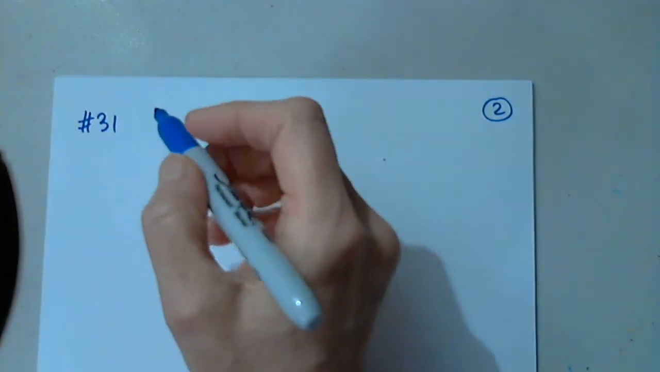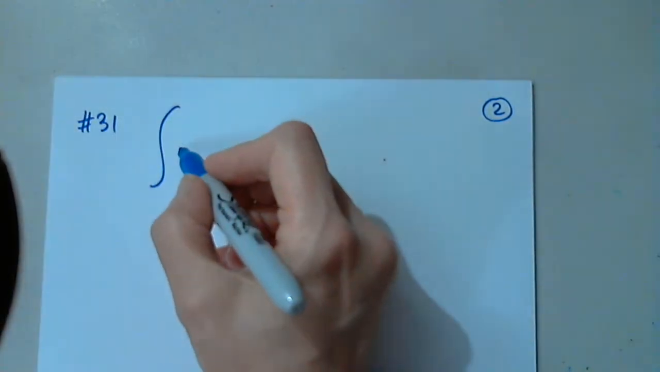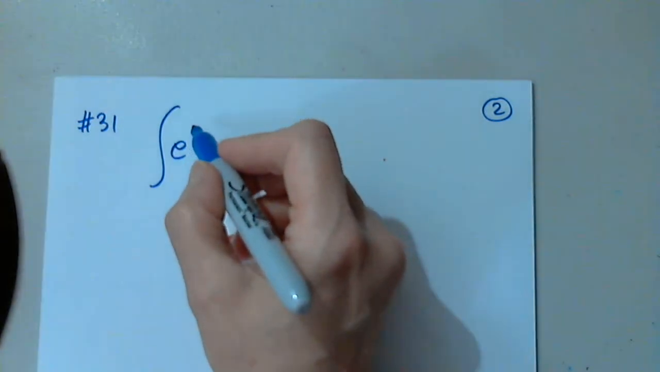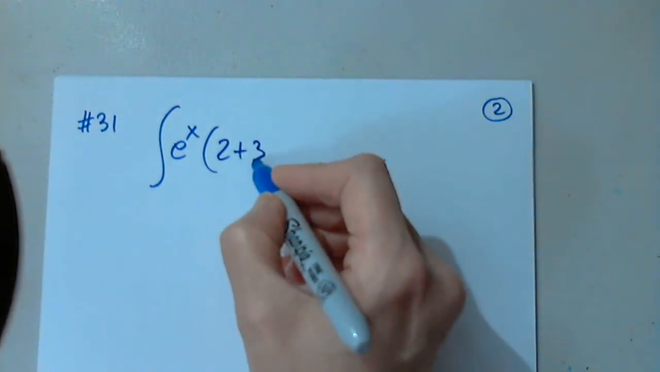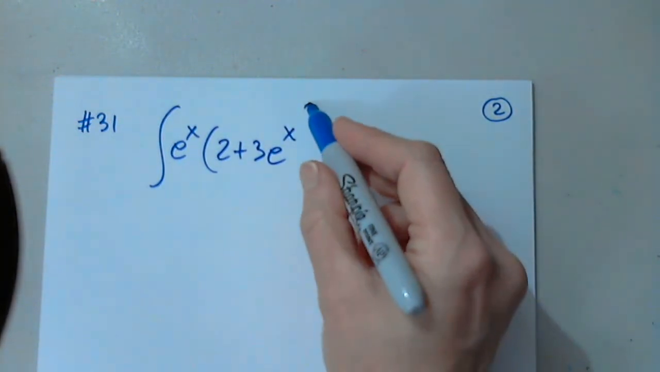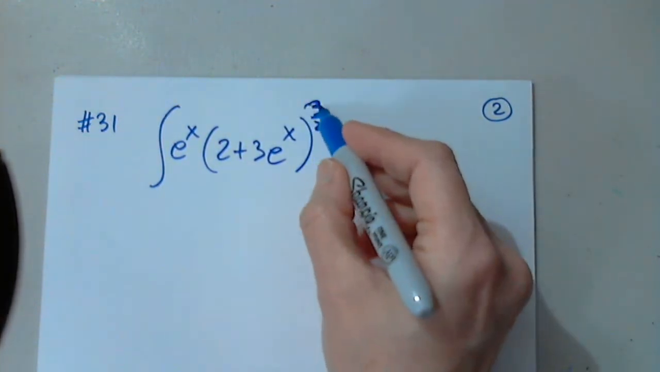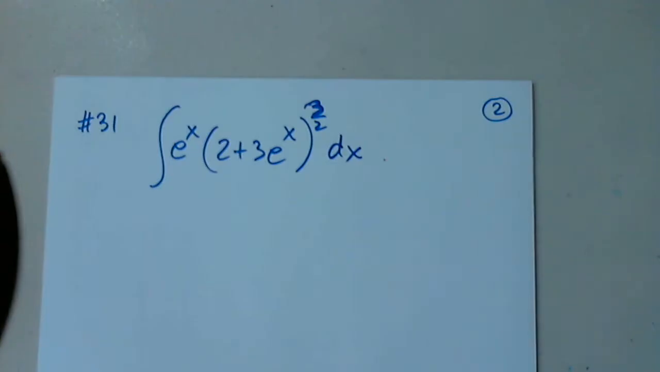Can I do 31? You said 31. Very good. In 31, we have the integral from, I think it's e to r. I'm going to change everything to x because it's e to x and everything to 3/2 and dx. Okay, perfect. Can anyone give us an idea of what you would think?